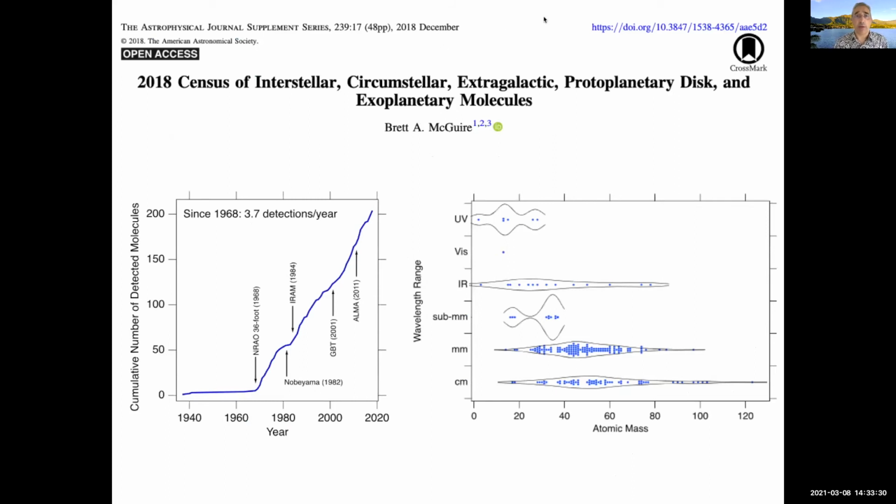There's a nice paper by Brett McGuire in 2018 that shows the status of molecule detections. And you can see it's just been steadily rising since the detection of CO in 1970. It has just been steeply rising at a fairly constant rate, almost 4 a year, as new instruments have come online. Most of the detections of new molecules are in the millimeter regime, and also the centimeter, tending to find more massive molecules because they have a lower characteristic rotation frequency. And in the ultraviolet, where you can see things like hydrogen, very light molecules.